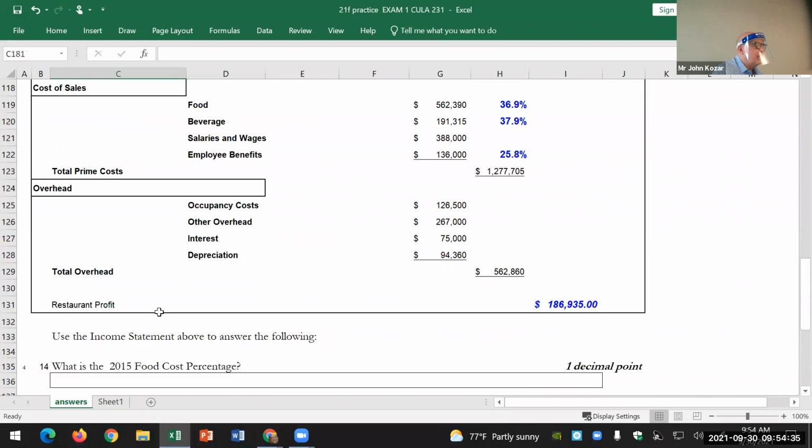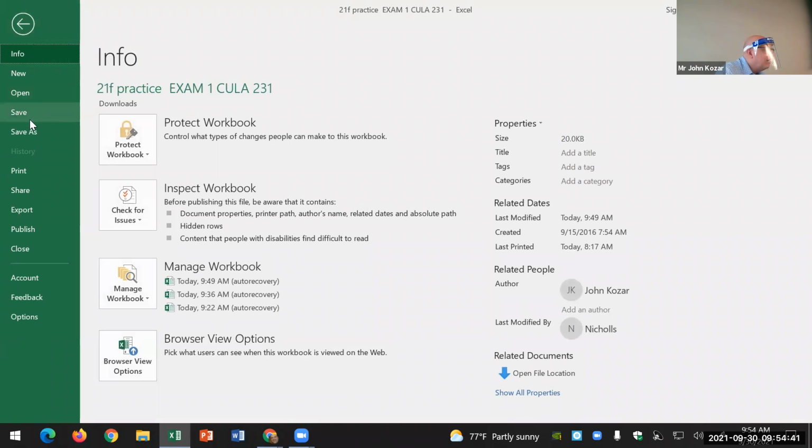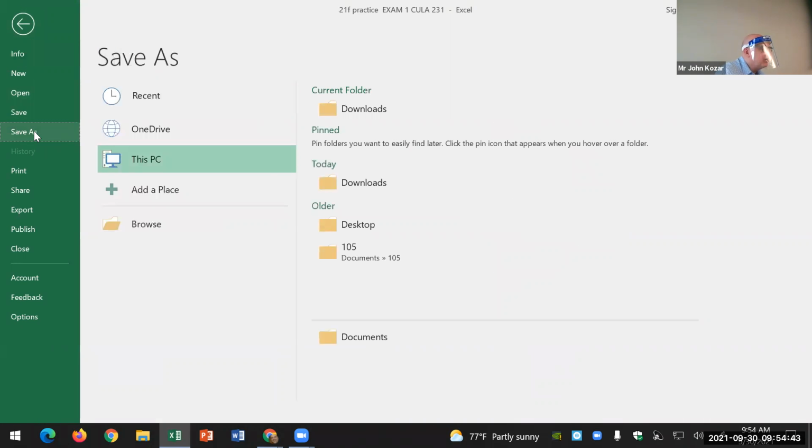Okay, I'm going to save this and share it on Moodle, so you can go through it and see the formulas.